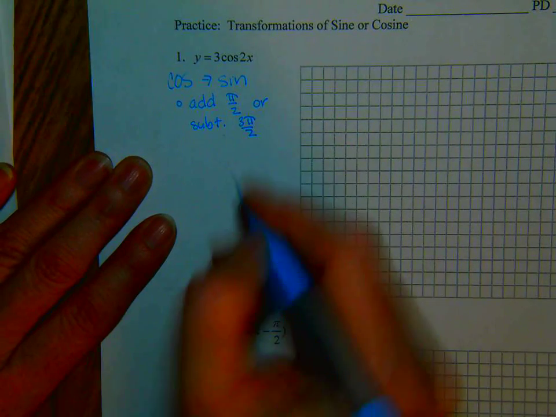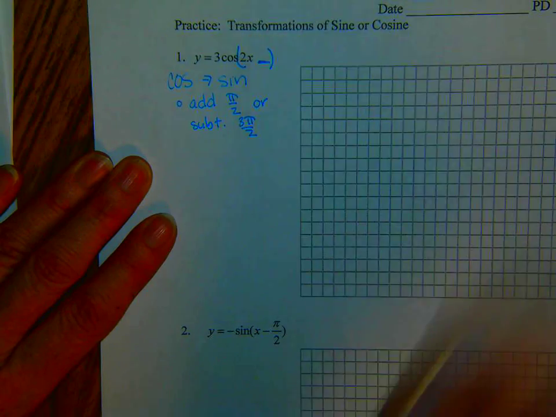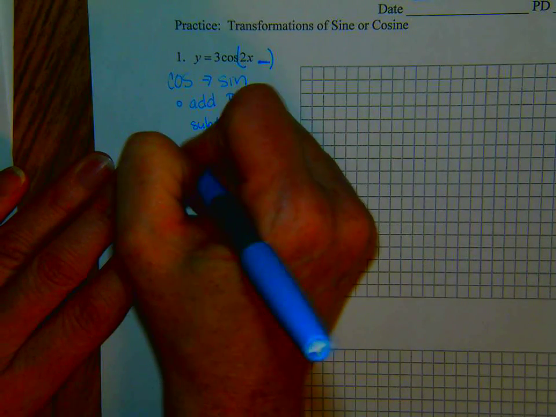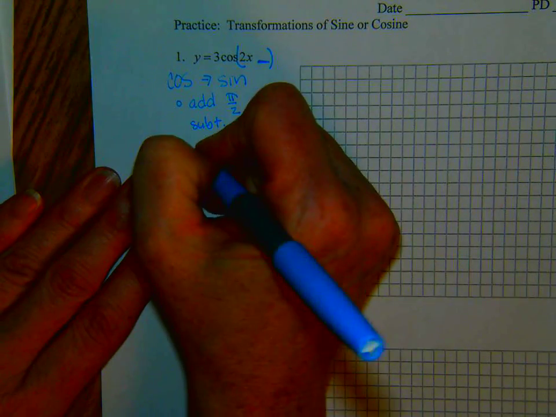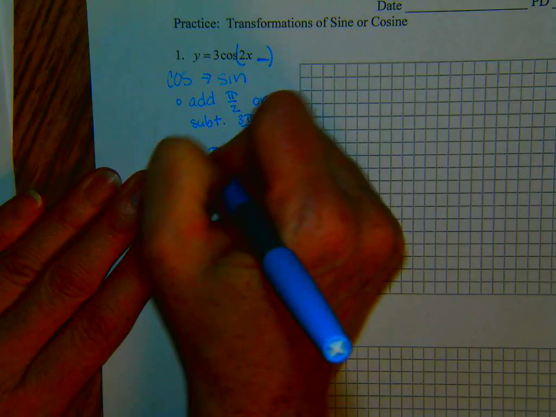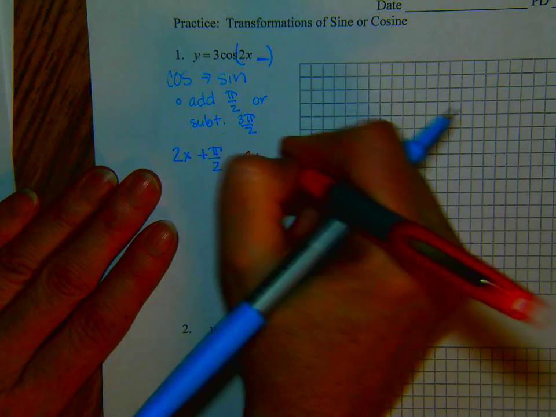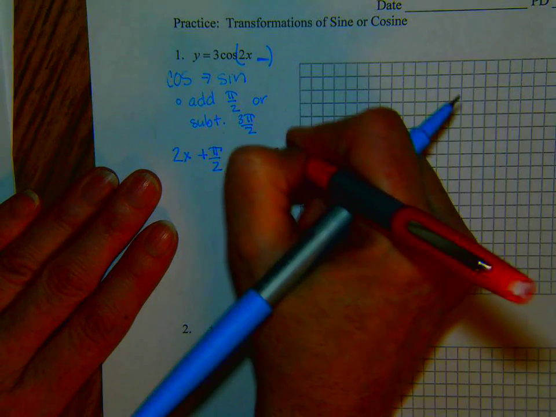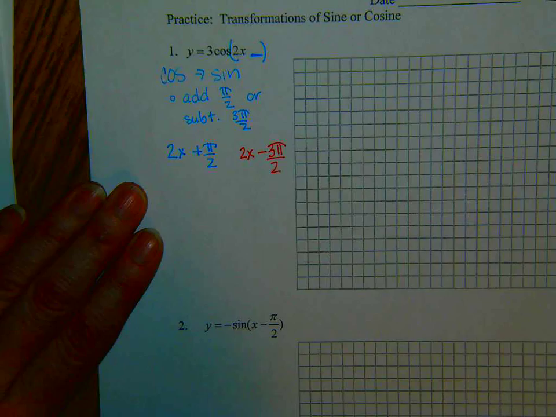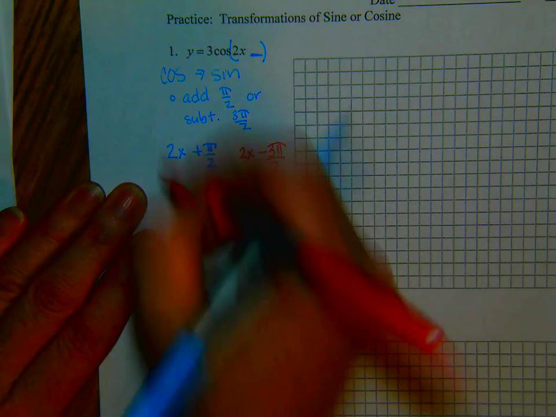And what do we add to? We add to c. Well, what is c? c is 0. So we're going to take 2x plus 0, and we are going to add pi over 2, or we're going to take 2x and we're going to subtract 3 pi over 2. There wasn't much math going on there because we didn't have a shift to begin with. So now we've got our new shifts.